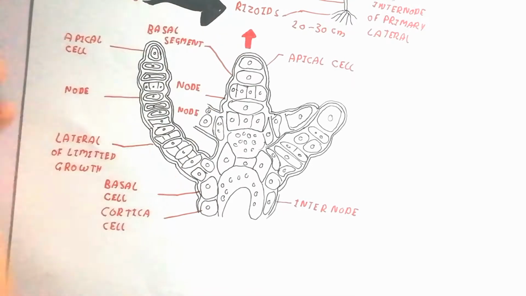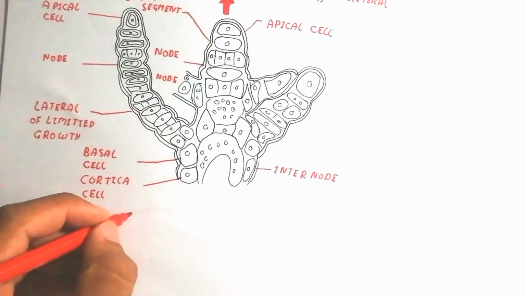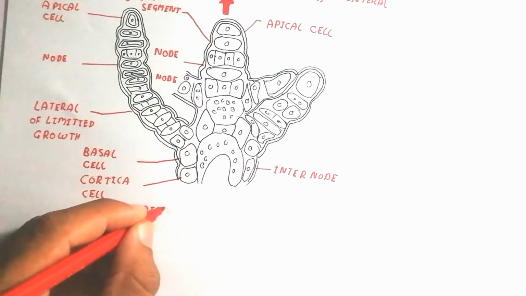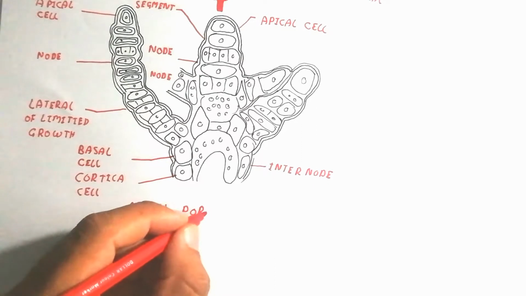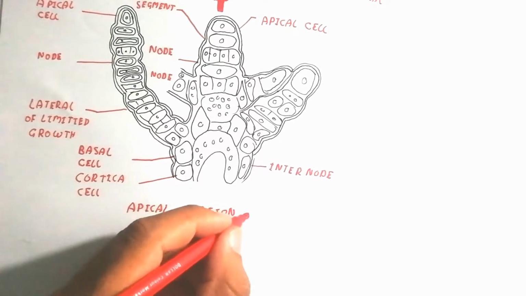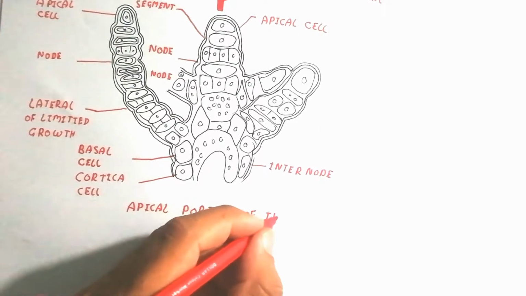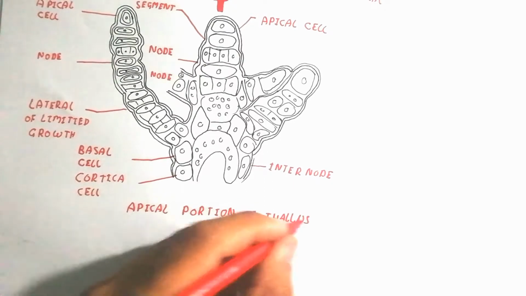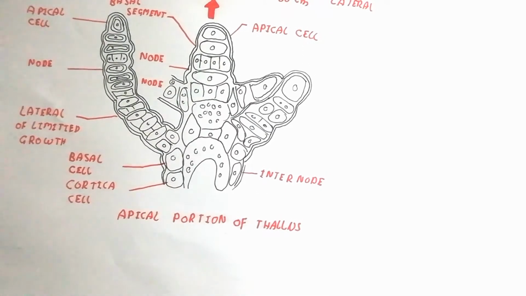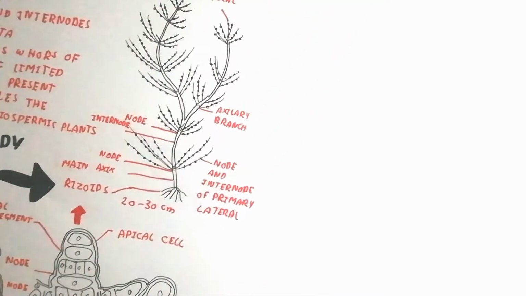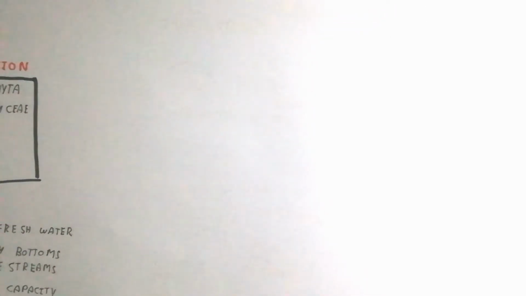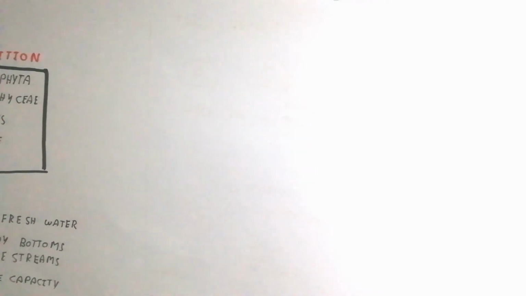Remember that, because the lateral branches are obviously limited, and the tip of the Chara is the apical primary branch, which continues to grow and is known as the apical portion of the thallus. That is the thallophyte alga known as Chara. So that is the basic structure.